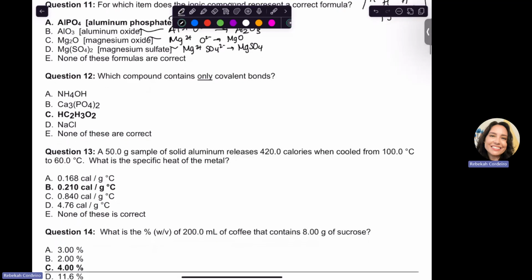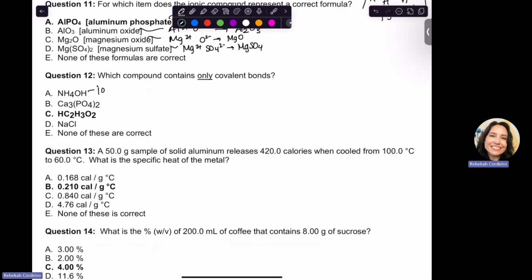Which compound contains only covalent bonds? Well, this is ionic because it's ammonium and hydroxide, even though it has all nonmetals. You got to recognize your polyatomic ions. This is ionic because it has a metal. This is ionic because it has a metal.